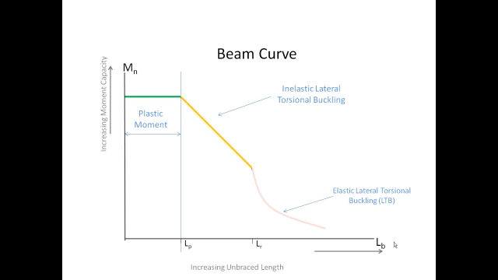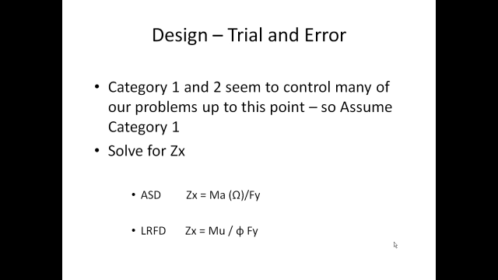If your unbraced length gets longer, the nominal moment capacity actually changes. It actually decreases as you approach the Lr dividing line. And as you go over the Lr dividing line, your nominal moment capacity decreases even further. So how are we going to use this information to design steel beams?